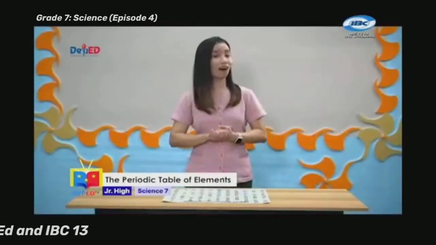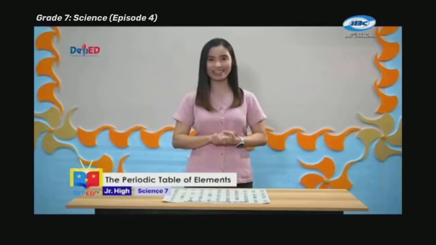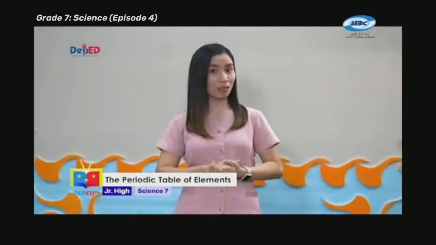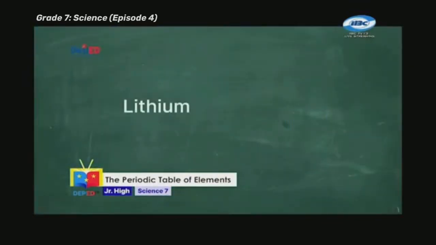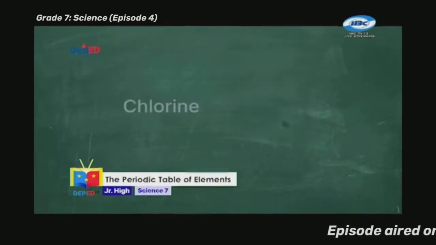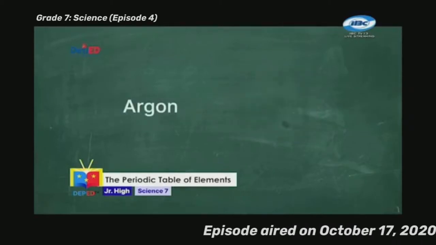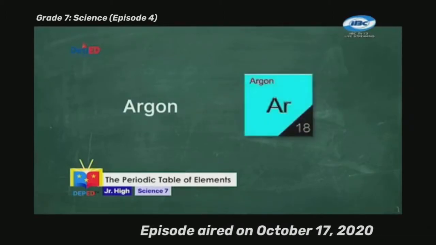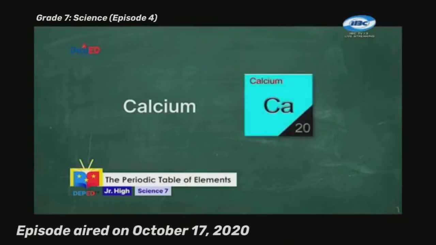Are you already done answering? Let's see if your answers are correct. These are the symbols of those elements. The symbol for lithium is Li. For chlorine, Cl. Argon, Ar. For calcium, Ca.